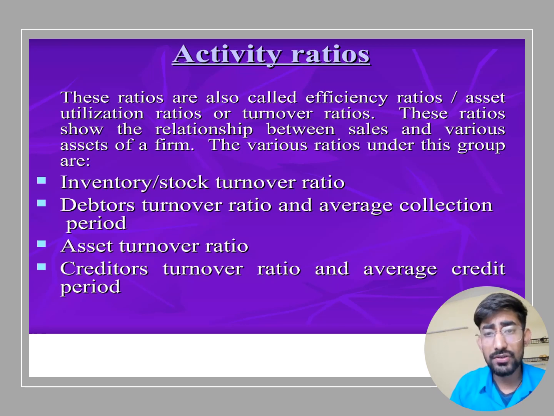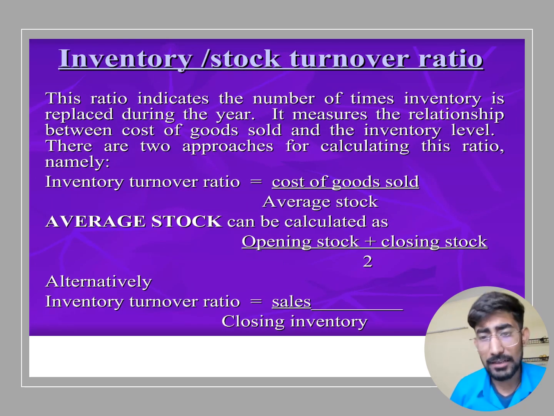The various ratios under this group are inventory or stock turnover ratio. As we know, inventory and stock are the same thing. Then debtor turnover ratio and average collection period. Along with the debtor turnover ratio, we also calculate the average collection period, whereas the third one is asset turnover ratio and the fourth one is creditor turnover ratio. And along with creditor turnover ratio, we also calculate the average credit period. Okay, so let us see one by one. And the first one is inventory or stock turnover ratio.